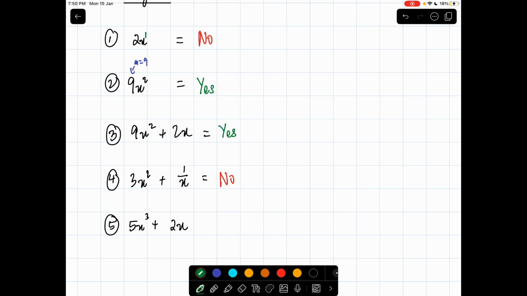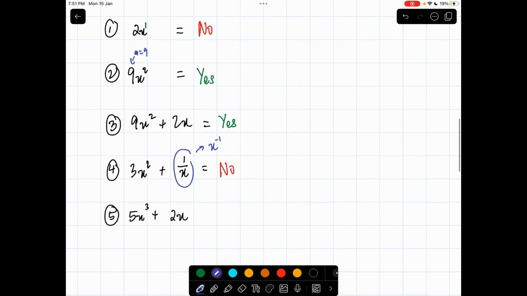Here, if you were to change 1 over x into its index form, you'll have x to the power of negative 1. And negative 1 is a negative number. So we are not allowed to have negative 1 inside a quadratic function as a power. So it is neglected and it's not considered as a quadratic expression. And now we are down to the last one, number 5.